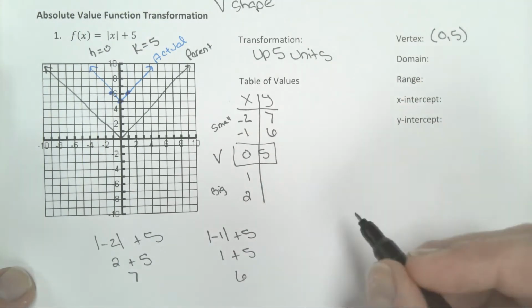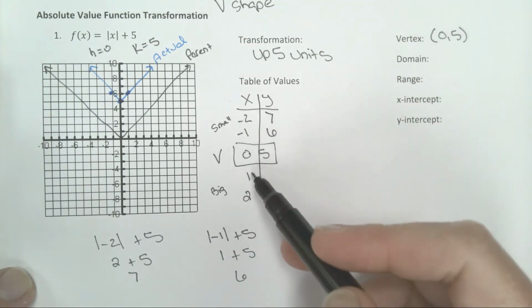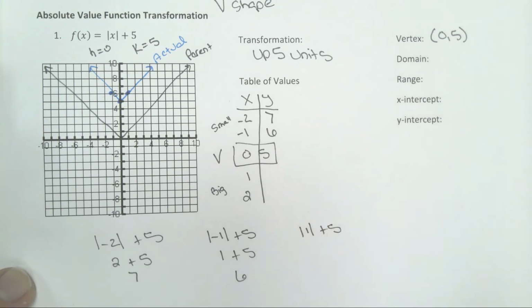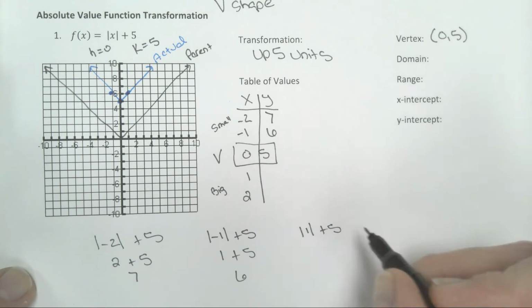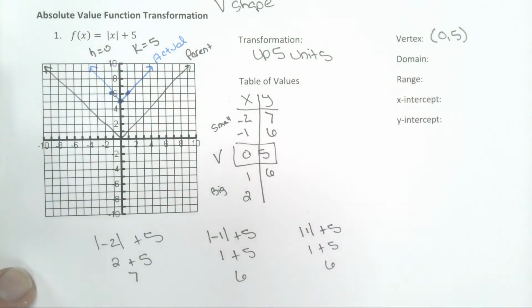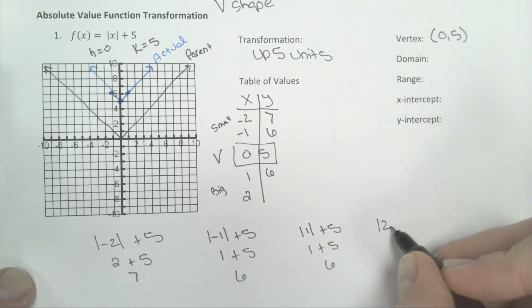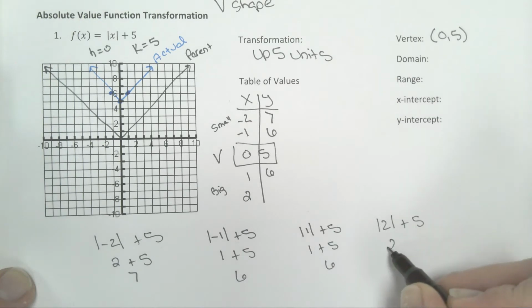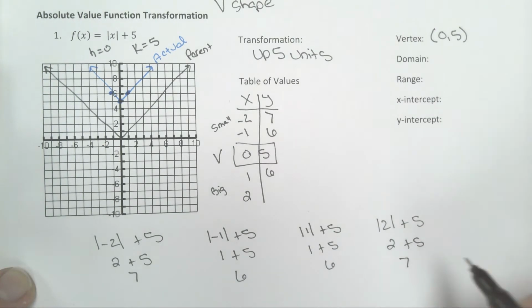I don't need to do the vertex. And then I'm going to go to positive 1. The absolute value of positive 1 plus 5. The absolute value of 1 is 1. 1 and 5 is 6. And then I'm going to plug 2 in. So I have the absolute value of 2 plus 5. The absolute value of 2 is 2, and 2 and 5 is 7.